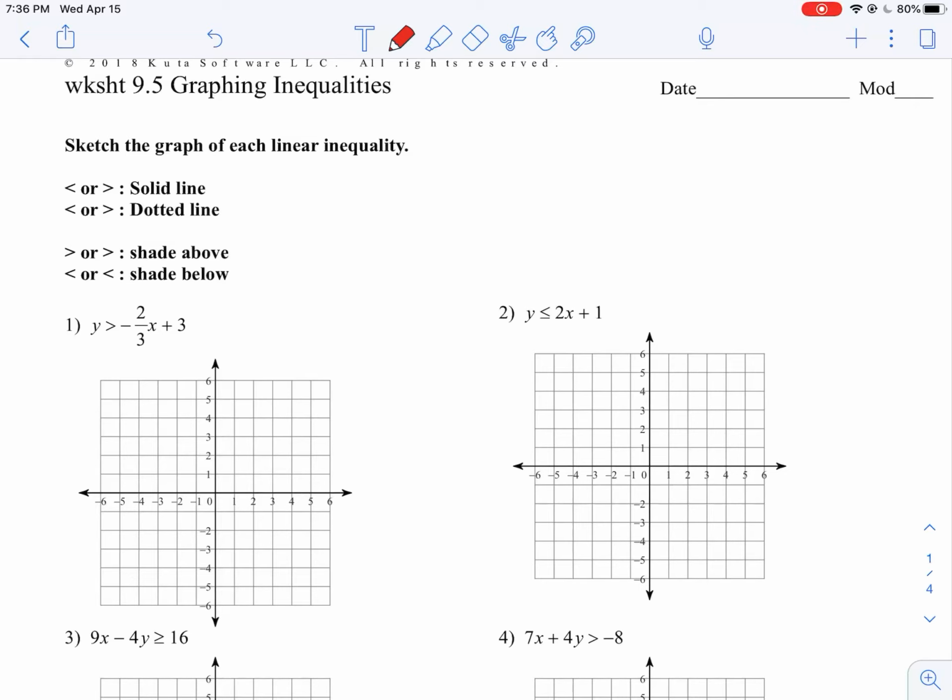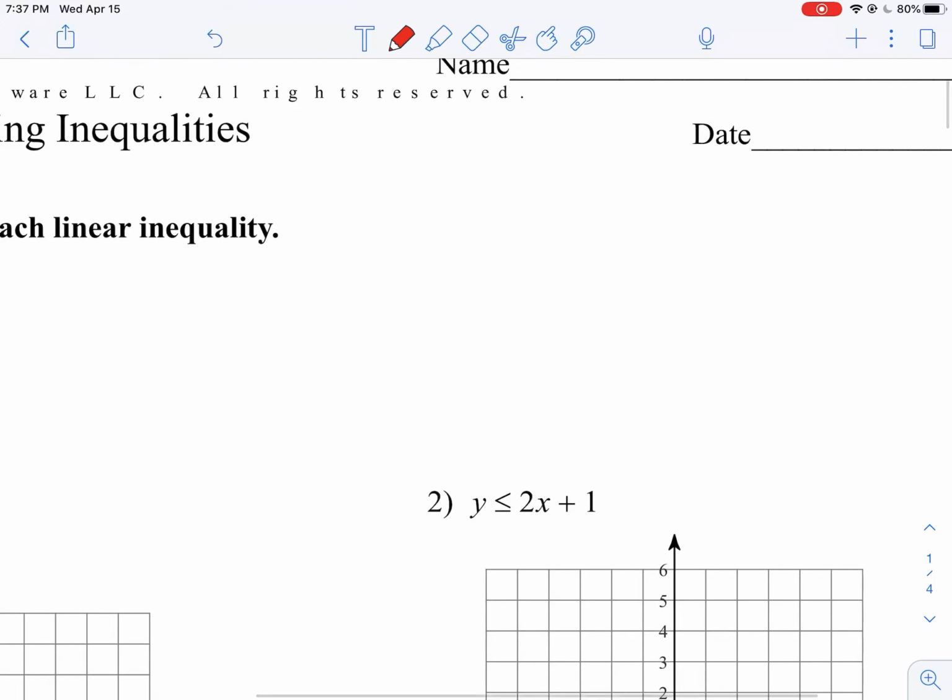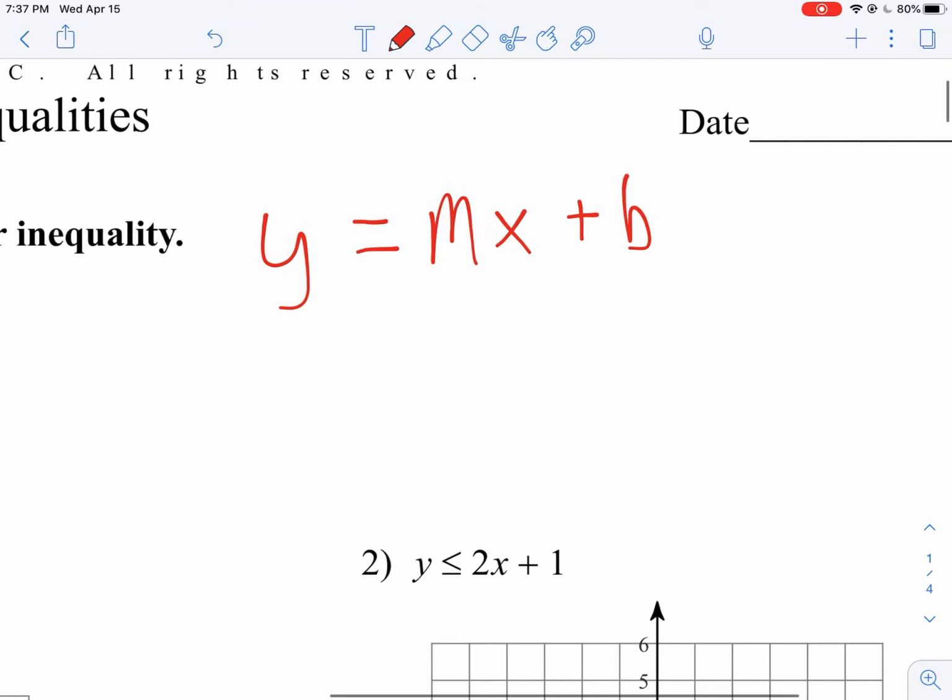All right, our last sections here in Chapter 9 will be 9.5 and 9.6, which will be graphing inequalities, and we'll eventually be graphing systems of inequalities, which will be 9.6, I believe. But today for 9.5, we're just doing graphing a single inequality. We're gonna bring back y equals mx plus b for graphing. Okay, and instead of an equal sign, we'll have an inequality, but the rules are still the same for y equals mx plus b, where m is the slope.